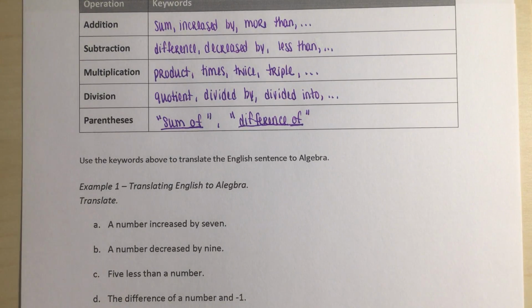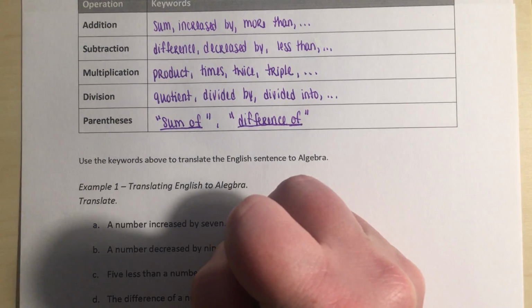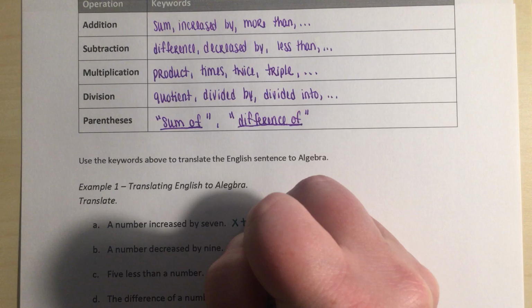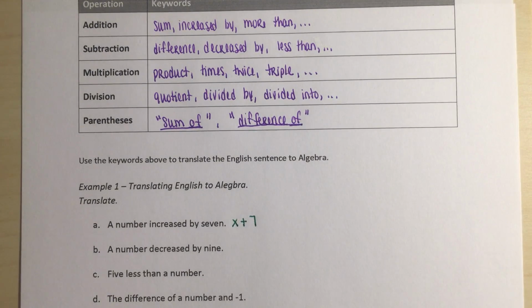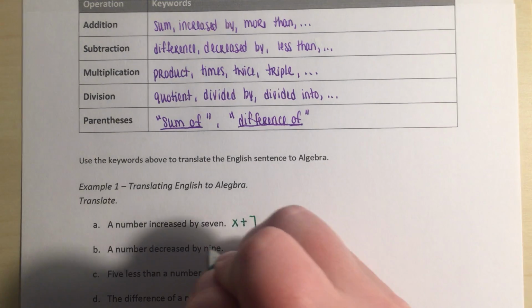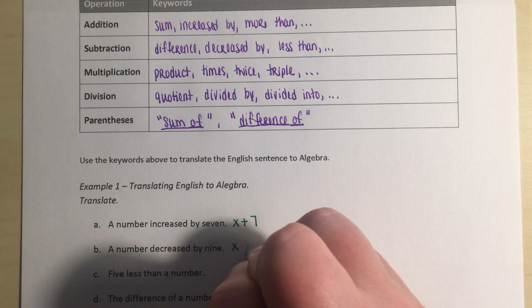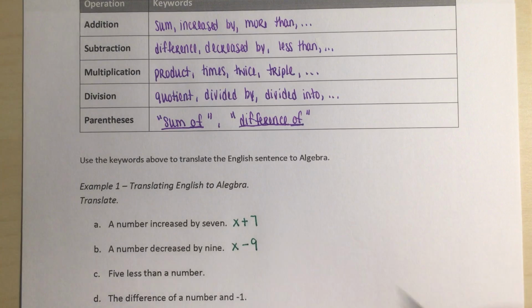All right, so a number increased by 7. Well, increased by means addition, so I'm going to write x plus 7. A number decreased by 9. Right? My number, x, decreased by 9 means minus 9.